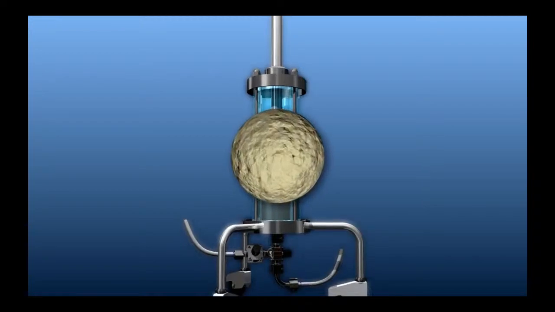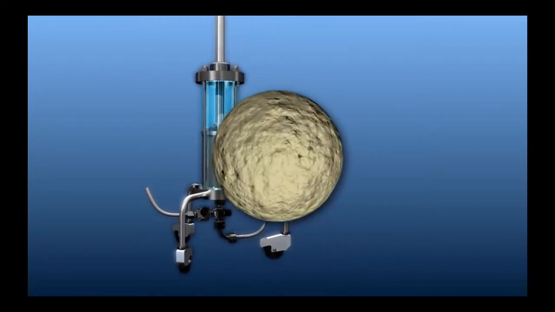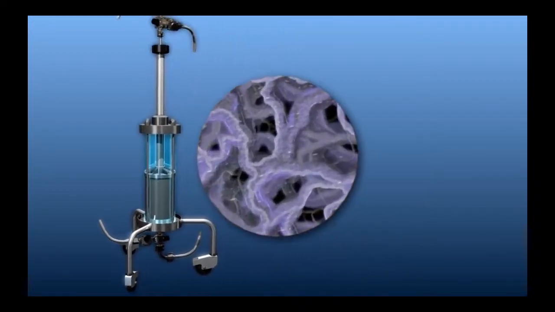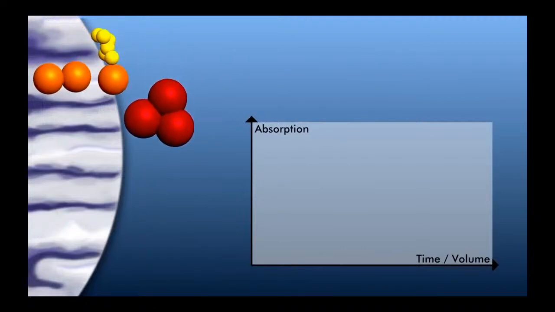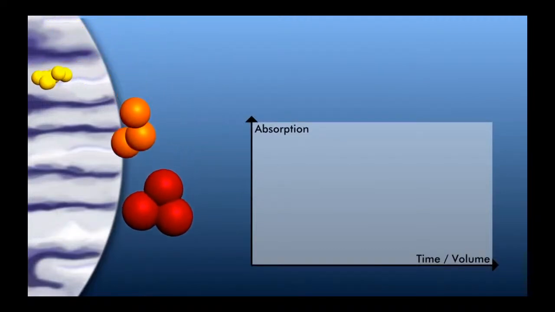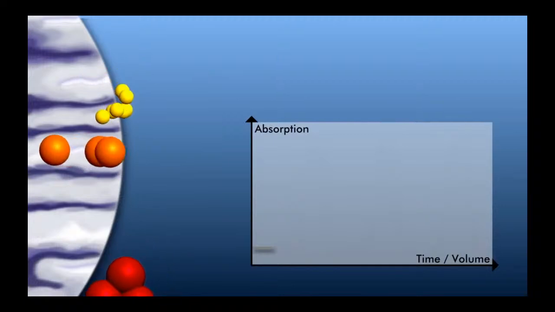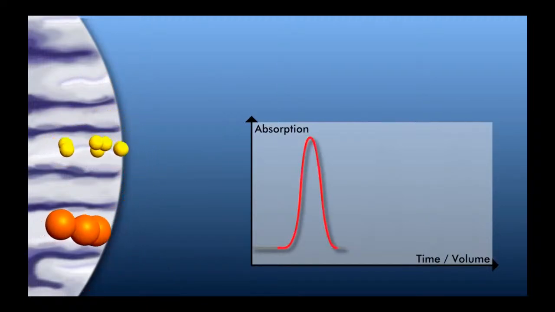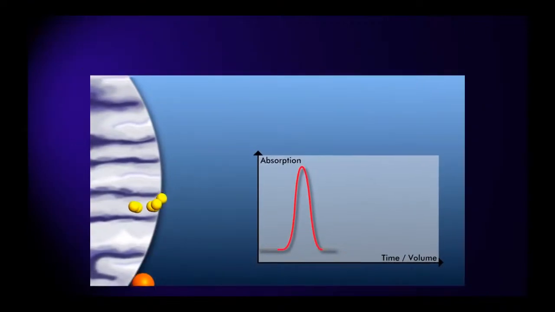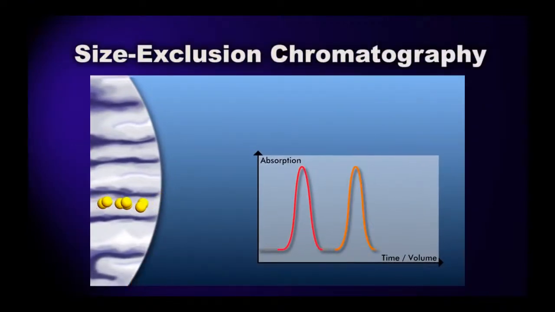Sometimes size is used to differentiate. Some beads have small holes in them and can temporarily trap or at least slow down smaller molecules as they travel through the column of resin beads, while molecules too large to enter the pores move around the beads and exit the column first. This type of chromatography is called size exclusion.